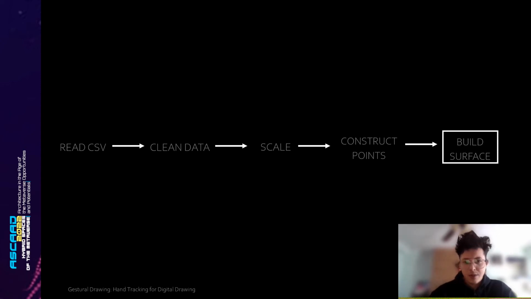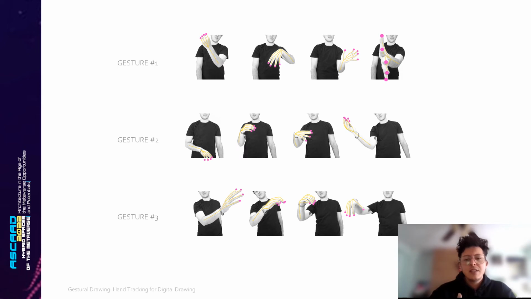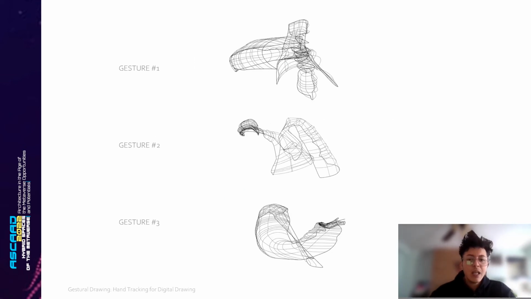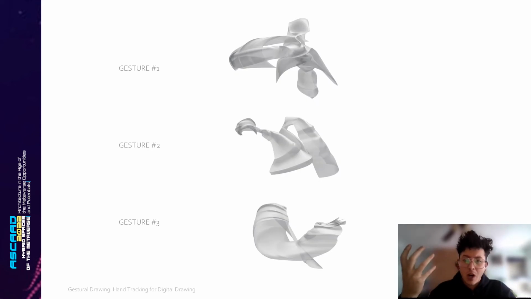So let's see some examples. Here you can see gesture 1, 2, and 3, each of them being the movement of a single hand in about 4 seconds. Each gesture becomes a surface through the process of CSV reading, scaling, point construction, line, and lofting. With these surfaces, they become kind of floating objects in digital space.